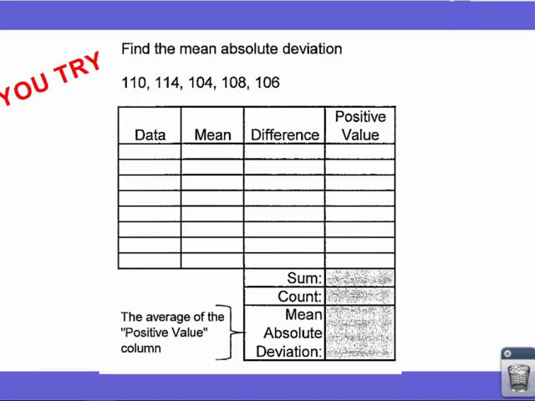Okay, so let's find out how you did. Okay, so the first thing, we copy our data down: 110, 114, 104, 108, 106. Now we add these values together and we divide by 5 again because we've got 5 data values. So when we do that, we end up with a value of 108.4. We write that all the way down.